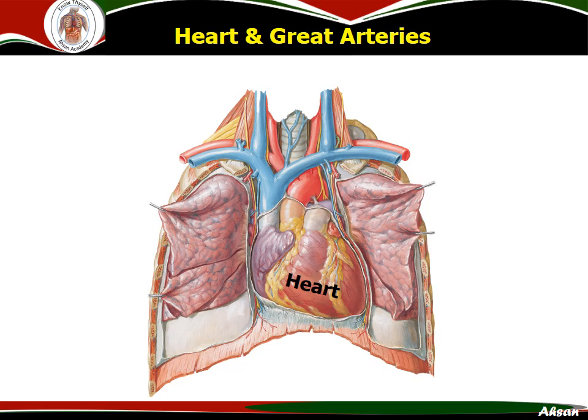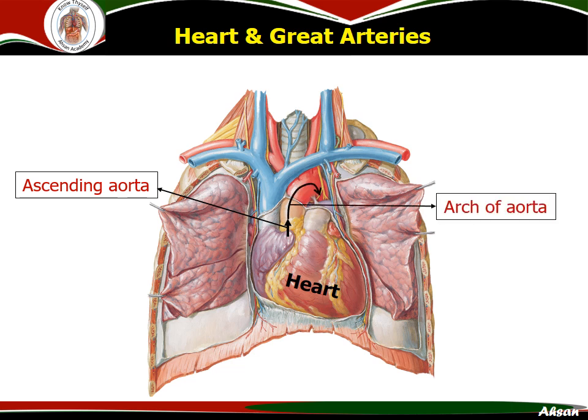So the heart is labeled here. It is in the central part of the inferior mediastinum. The great vessels, the arteries, are arising from here. The first I'm showing is the ascending aorta that arises from the left ventricle. It ascends and becomes the arch of the aorta.